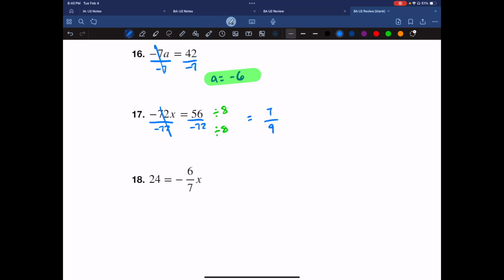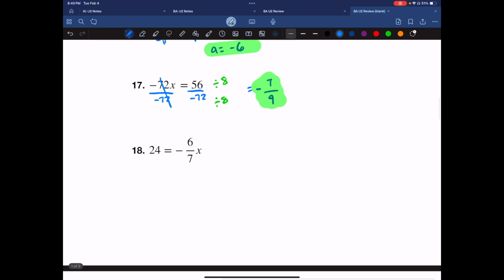But remember, you're dividing by a negative 72, right? So you need a negative. And the negative could live in one of three places. It can live in the top with the numerator, it can live in the bottom with the denominator, or it can live out front of the fraction. So it doesn't really matter, but you need to include the negative. Where you put it, as long as the fraction is simple, the negative can float and it's not wrong. It's only wrong if you forget the negative.